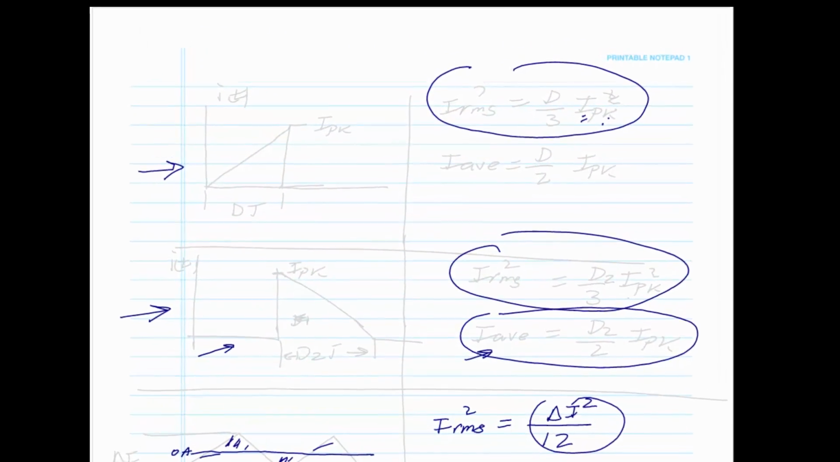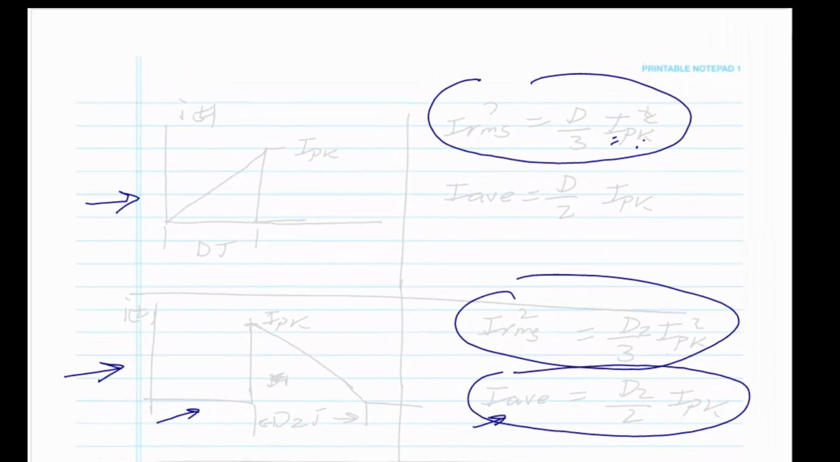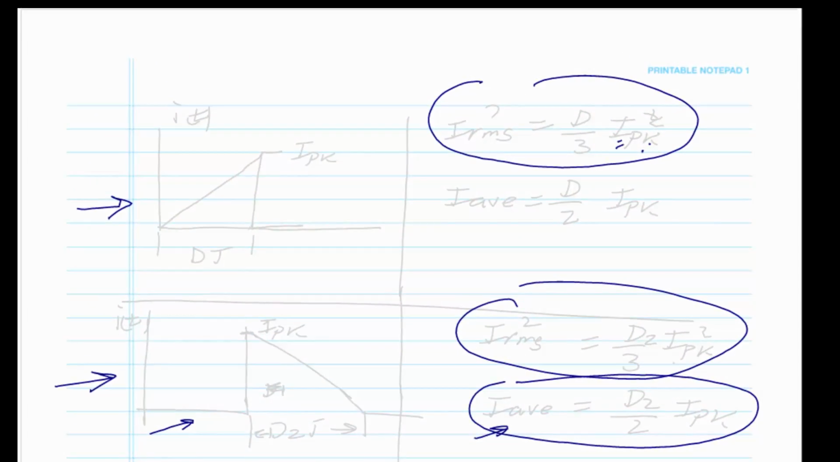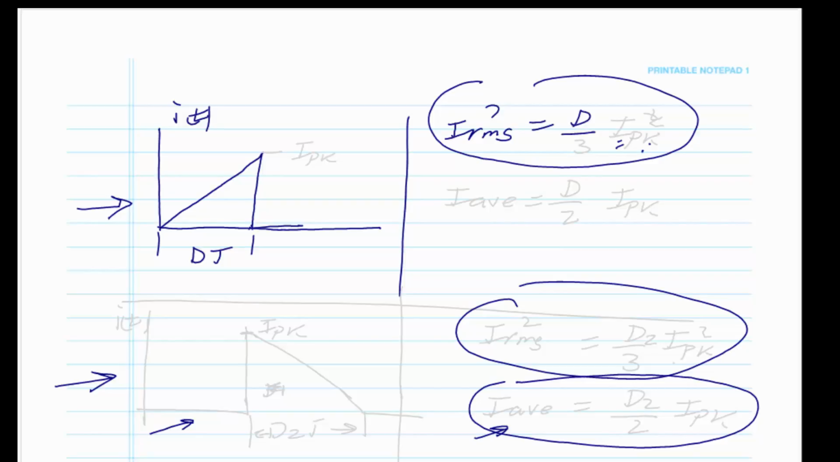Then the next is going to be, again, discontinuous conduction, but the waveform looks like coming up and down and repeats. And this is going to be I of t during the dt. And then RMS squared is d over 3 times I peak squared. And of course this is the I peak. Okay, and then the I average is going to be d over 2 times I peak.